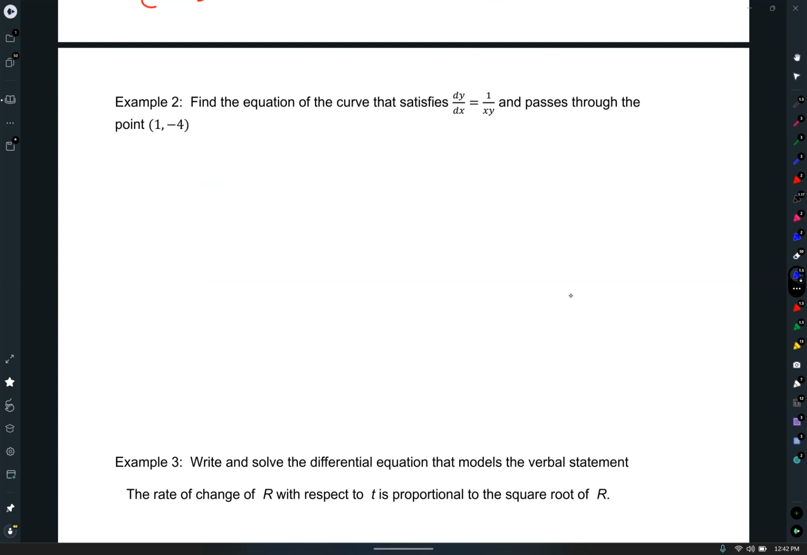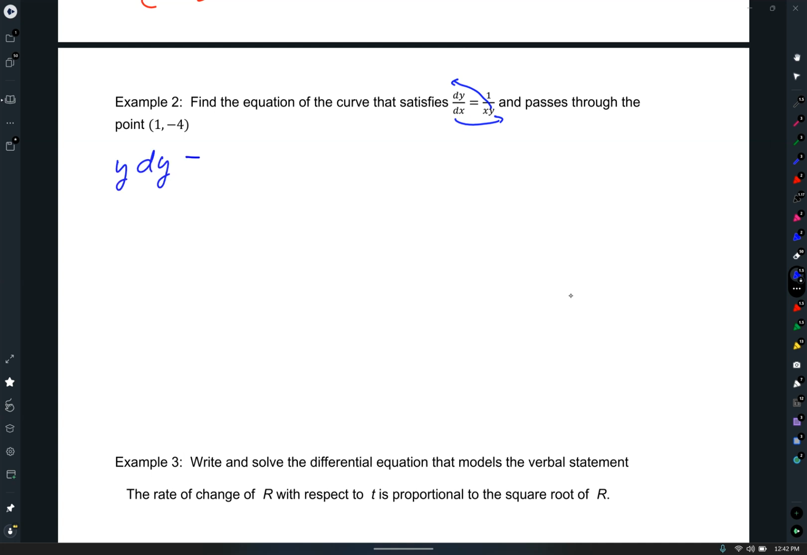Ready? Step 1, separate the variables. This is the crucial step. You got to get this one right. So if I'm going to separate the variables, I need to move the y over with the dy and then the dx to the other side. So on the left side, what do I have?